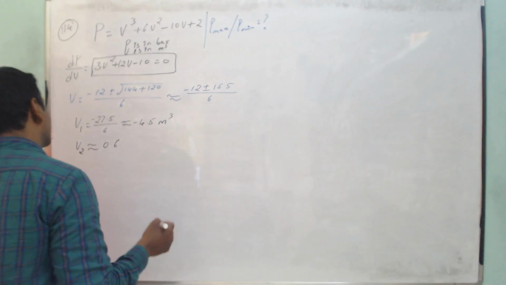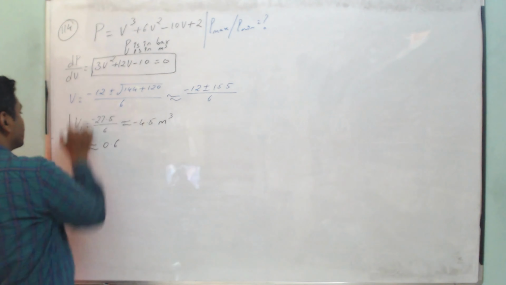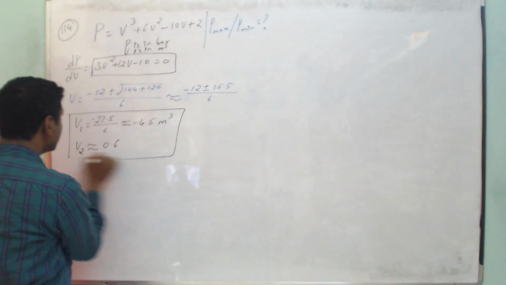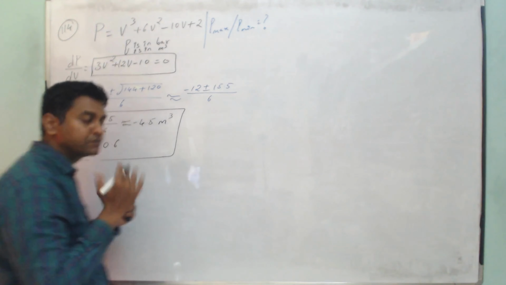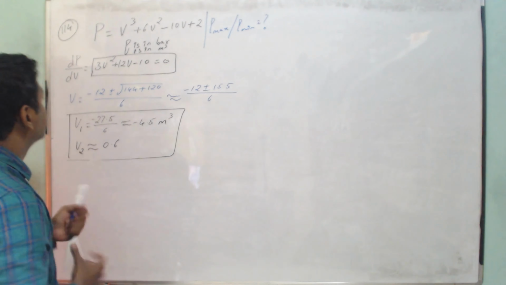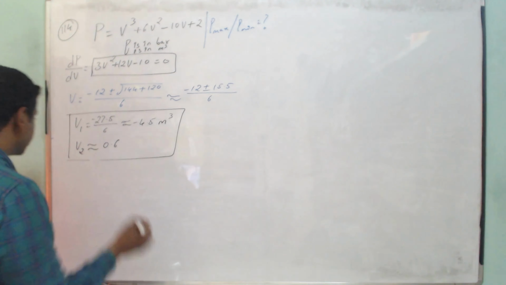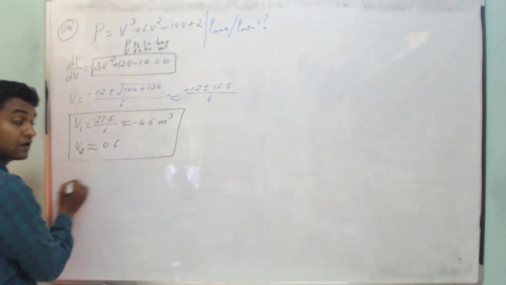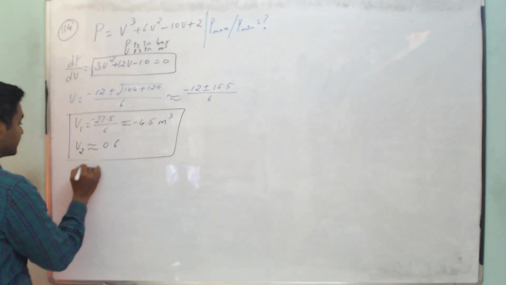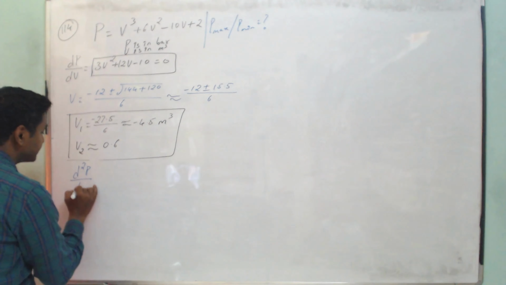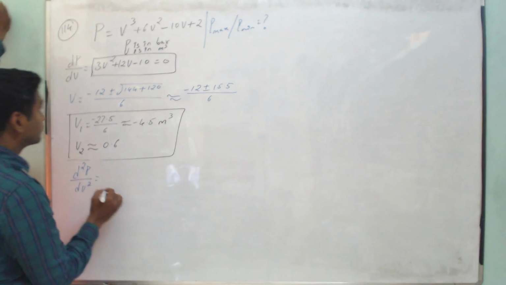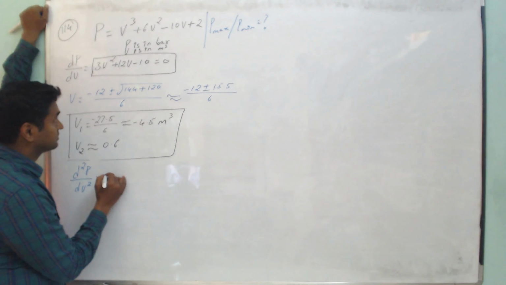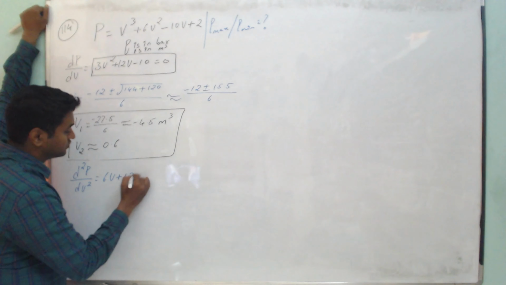Now, we got two values, V1 and V2. We don't know which is maxima and which is minima, right? So the next thing I'm going to do is the second differential, d square P by dV square. And what is it going to come? 6V plus 12.